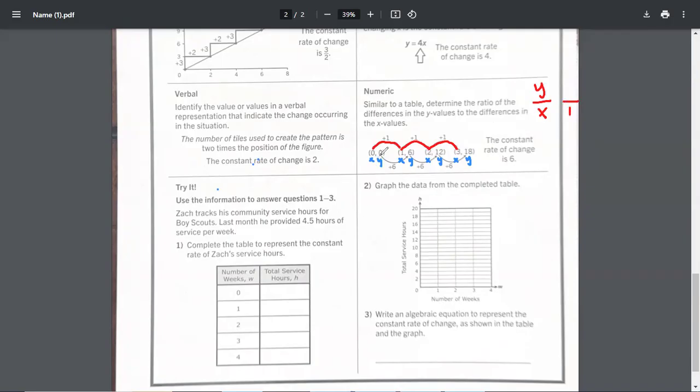As I look at my Y, which is my second letter, you're going to see from 0 to 6, I went up plus 6. Then from 6 to 12, I also went up plus 6. And then from 12 to 18, I also went up plus 6. Every single time, it went up 6. So my top number is 6. Remember, a fraction is just a fancy division problem. So 6 over 1 is just saying 6 divided by 1, and 6 divided by 1 is 6. My constant rate of change is 6.